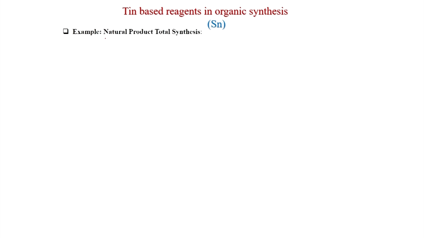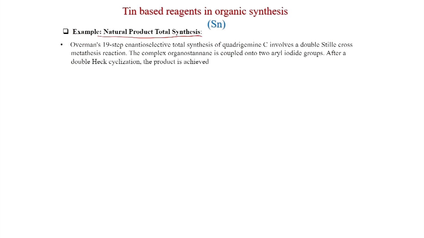Now, we will see some examples of the Stille reaction in natural product synthesis, because the Stille reaction is a powerful cross coupling reaction and has been applied in many natural product syntheses. Overman's 19-step enantioselective total synthesis of quadrigemine C involves a double Stille cross coupling reaction. The complex organostannane is coupled to two aryl iodide groups. After a double Heck cyclization, the product is achieved.